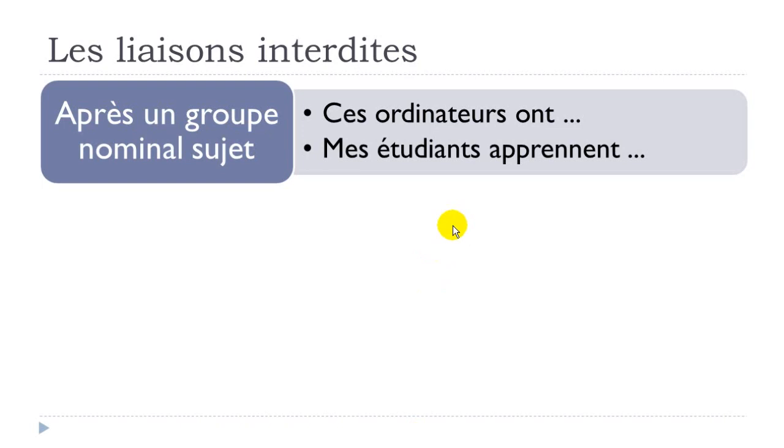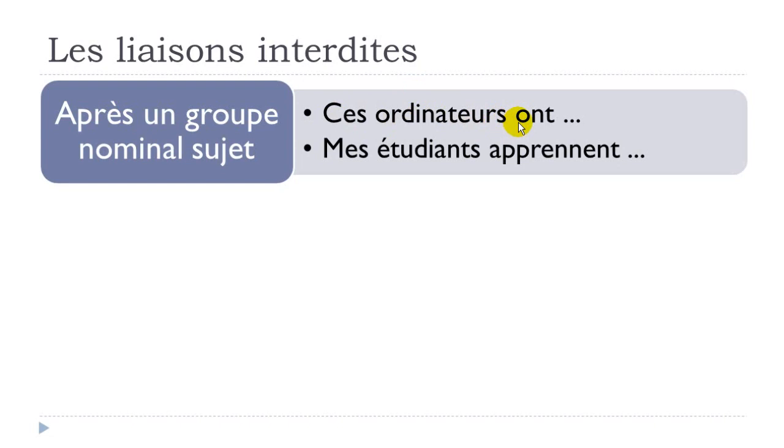And another rule is if you've got, like here, ses ordinateurs, or like here, mes étudiants. In these two sentences, ses ordinateurs is the subject, mes étudiants is the subject, and then you've got the verb coming after, all right? The idea is that if you've got a subject that is what we call un groupe nominal, so it's not a first name, or a pronoun like je, tu, il, etc., but a word or a group of words, then you don't make a liaison after this groupe nominal.